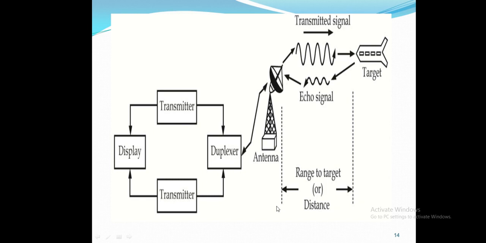The range of the target, or distance, is the distance of the target from the radar station. See here, this is a radar station. We consider this antenna as the radar station. The distance between the target and the radar station is called the range to target, or distance.